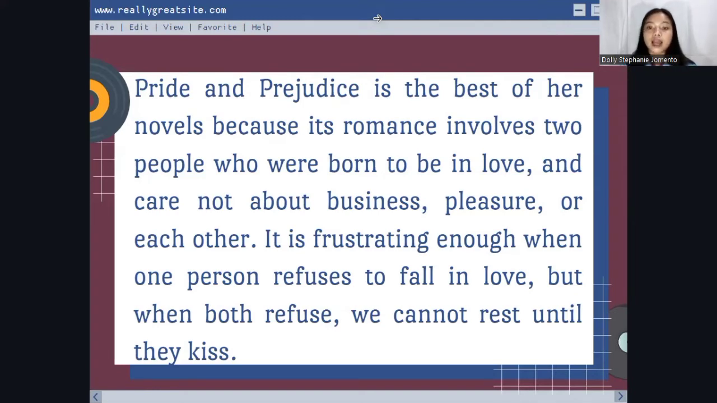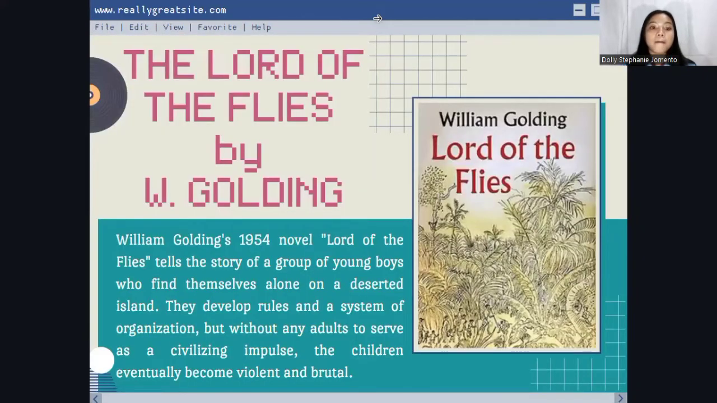So we have here The Lord of the Flies by William Golding, which will be reported by Miss Dolly Jomento.